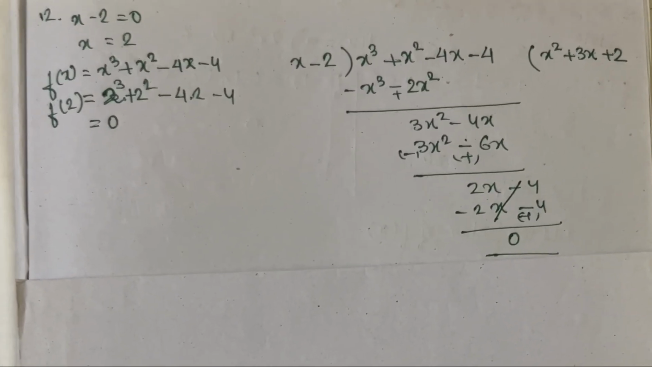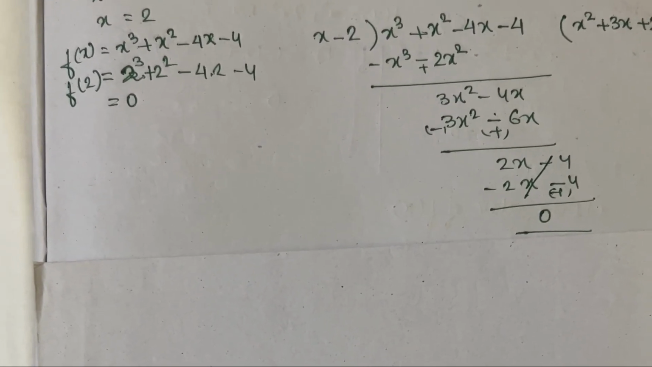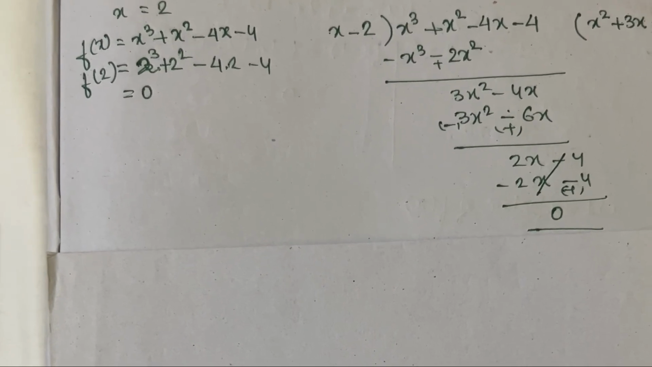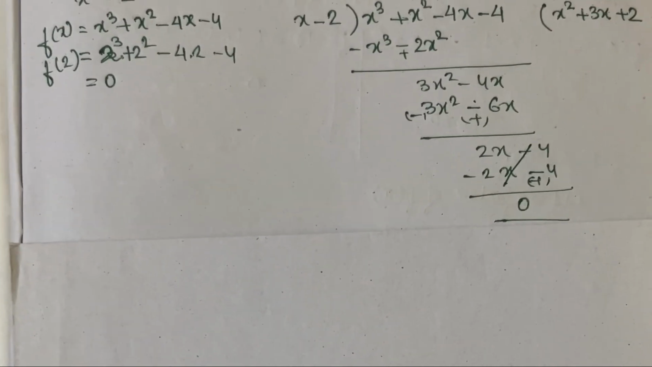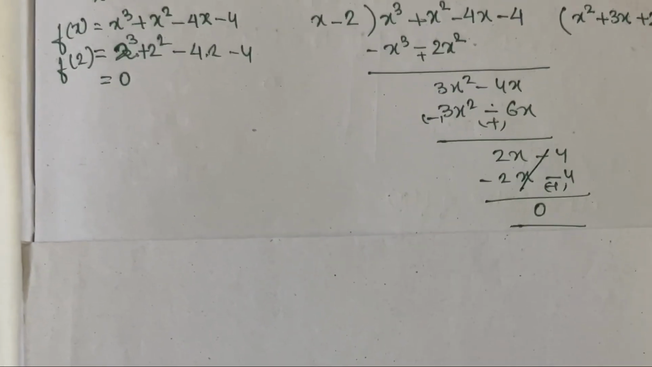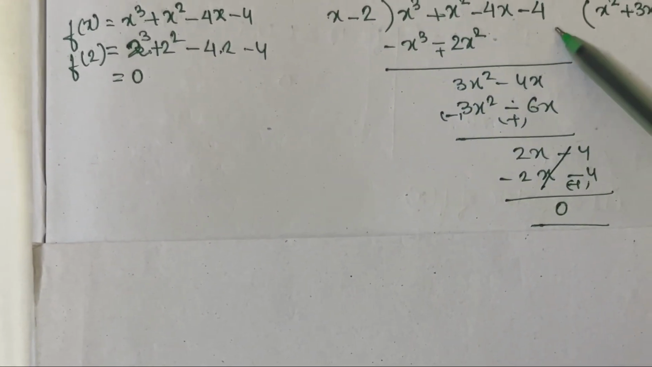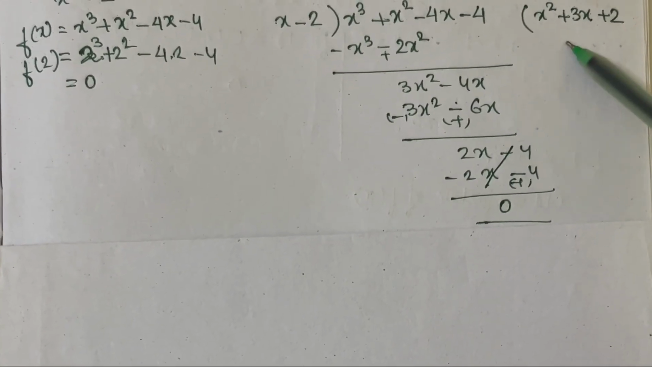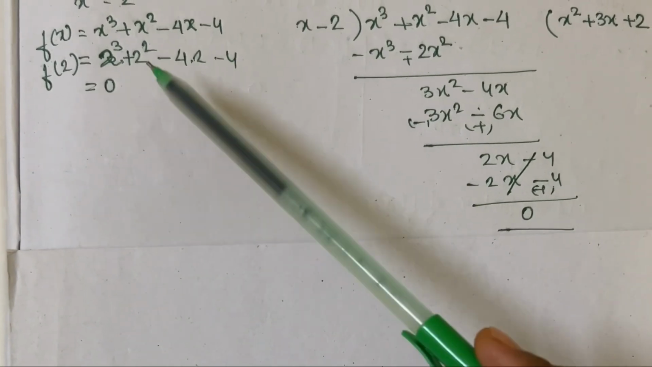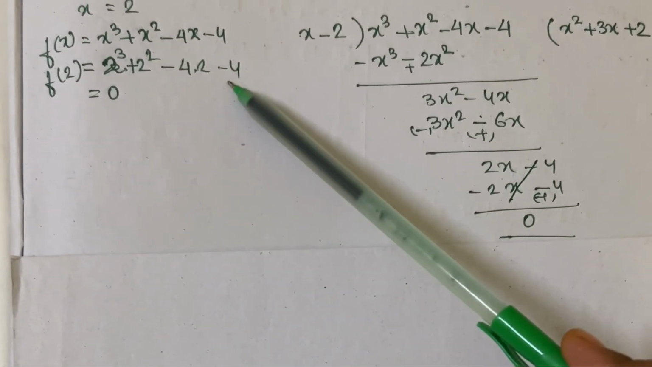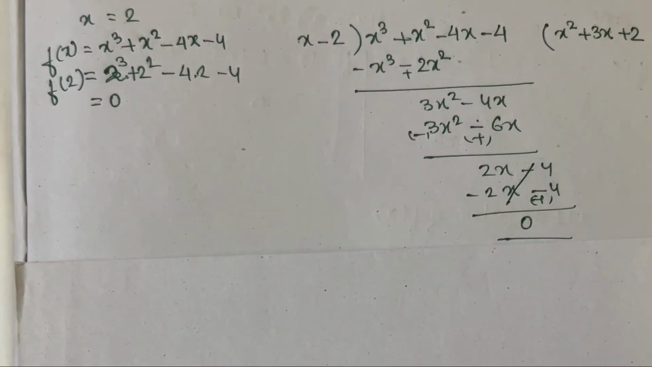For sum number 12, it is said, using the factor theorem, show that x minus 2 is a factor of x cube plus x square minus 4x minus 4. Hence, factorize the polynomial completely. So here we are going to use the division method first. So on dividing x cube plus x square minus 4x minus 4 by x minus 2, we get x square plus 3x plus 2. Now it is also said x minus 2 is a factor. So we are putting the value of 2 and substituting it, and we are getting 0. So this 0 and this 0 is matching, so we can factorize this completely.